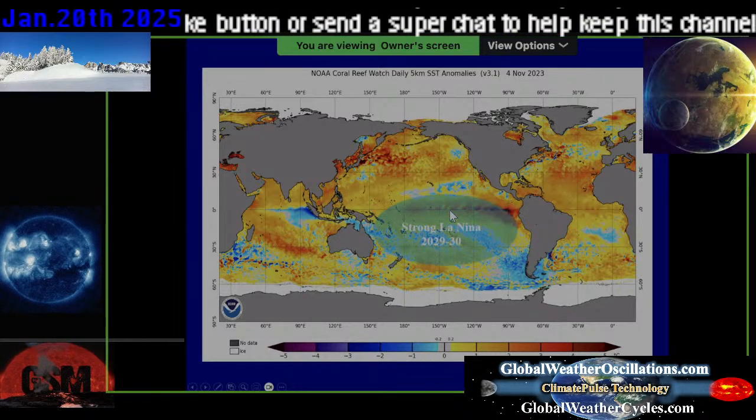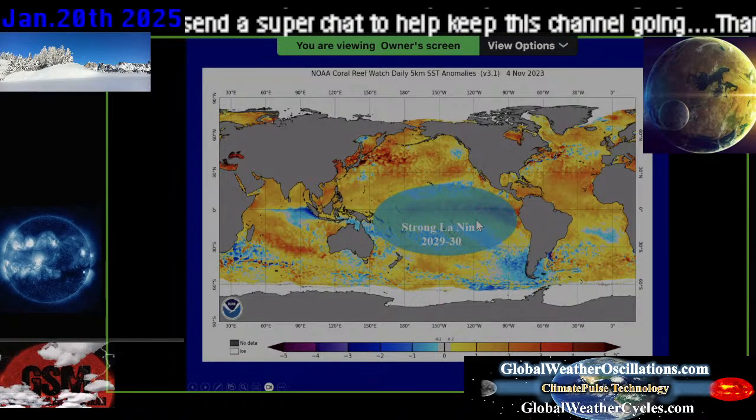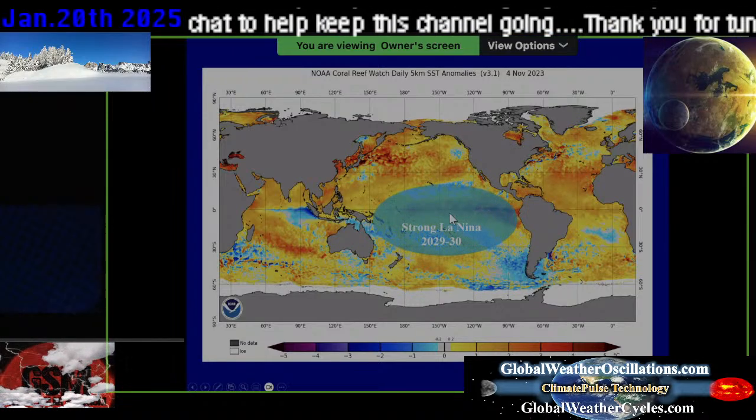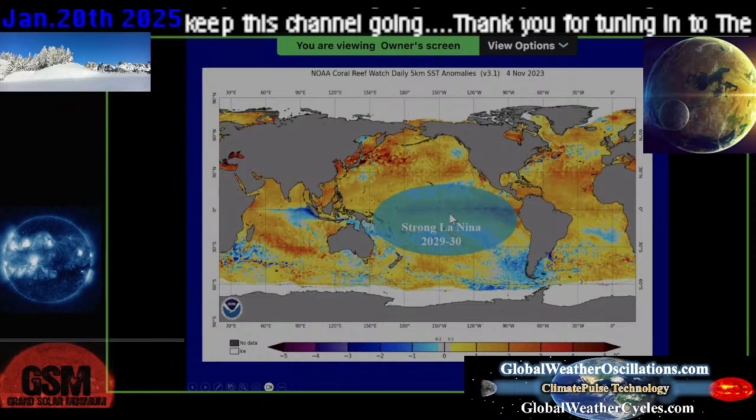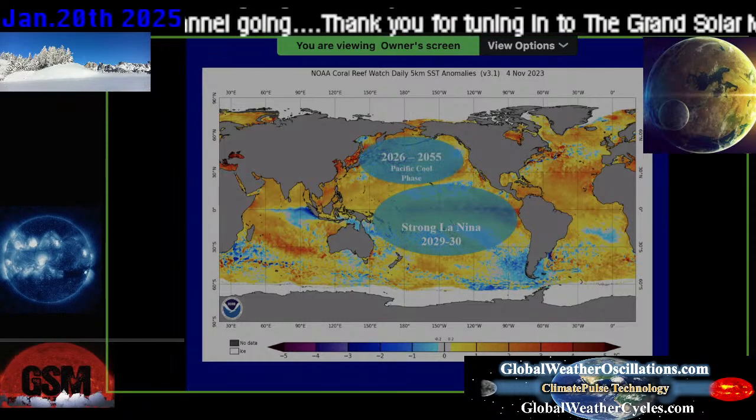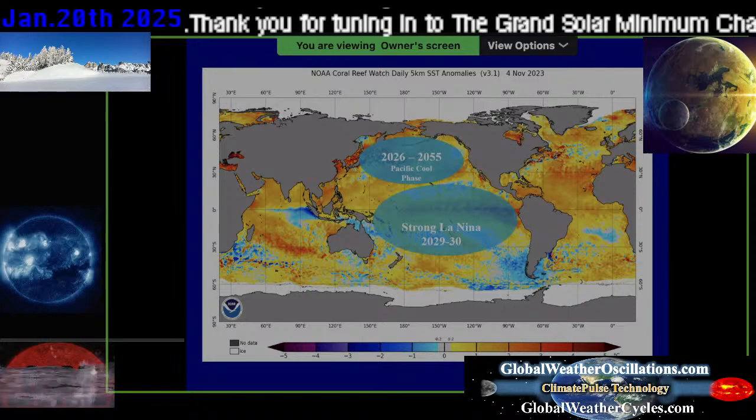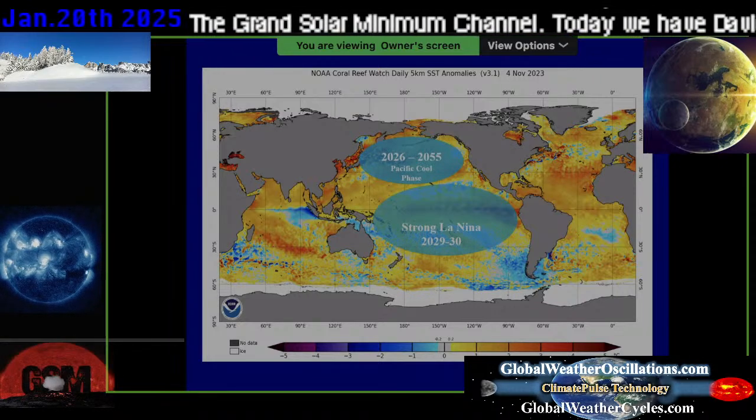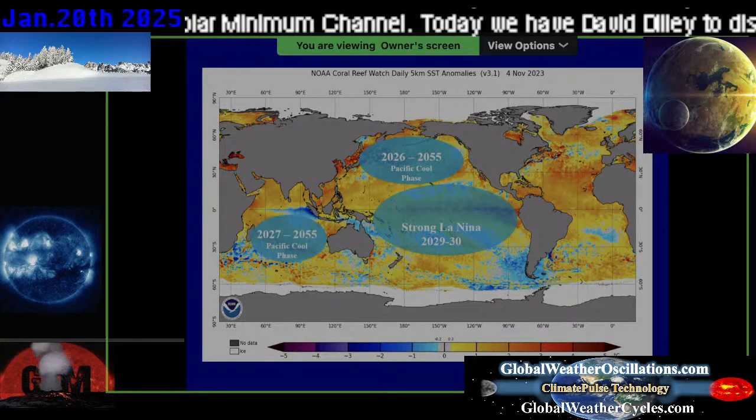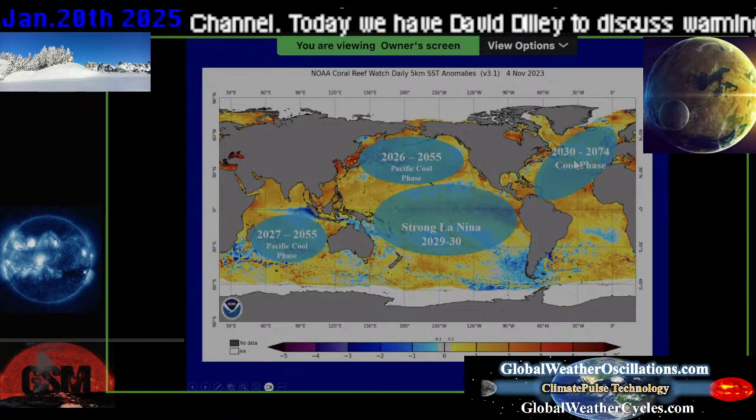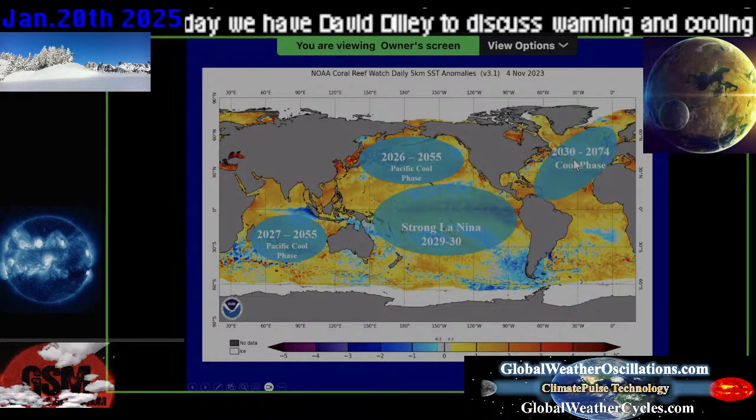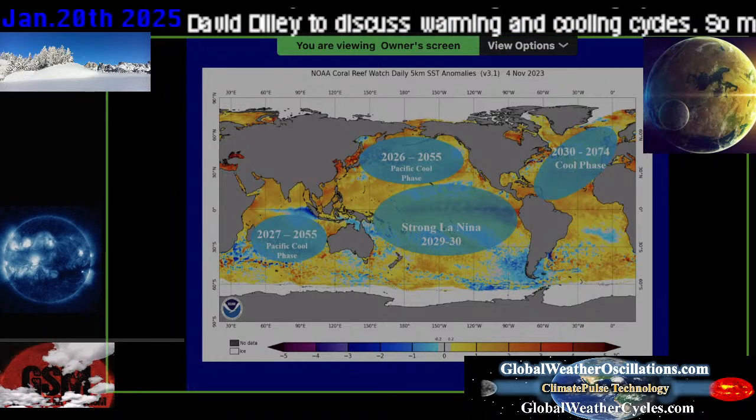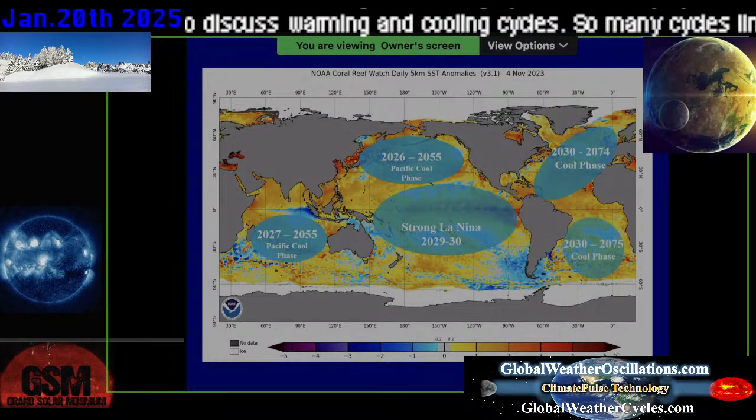Then, strong La Nina, 2029, 2030, going to cool it all down. And we're going into the Pacific cool water phase also. That will be cooling down the Pacific Ocean. Jeez. The Atlantic Ocean is going to go into its cool water phase in 2030. That's going to cool down the Atlantic Ocean.